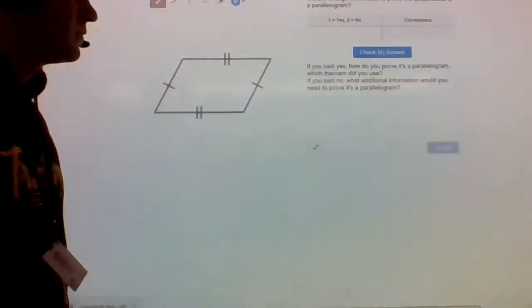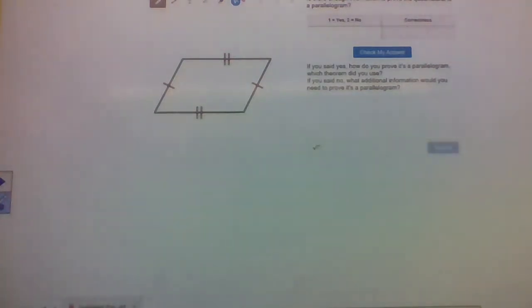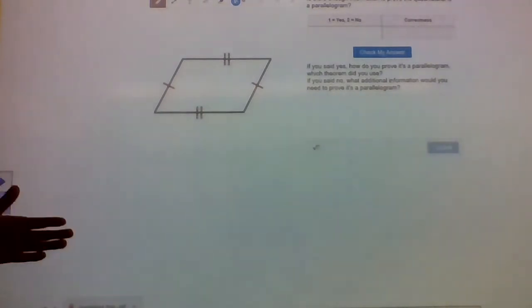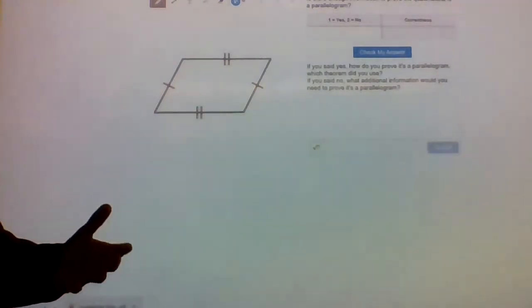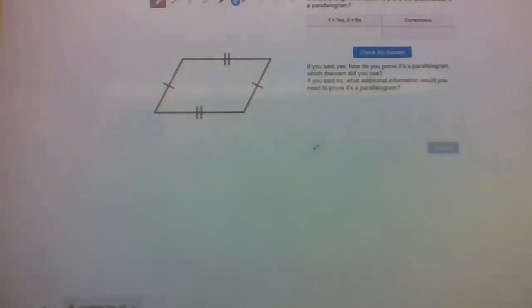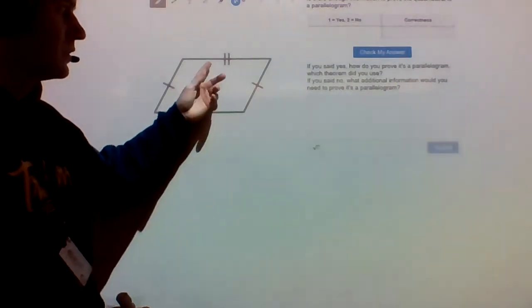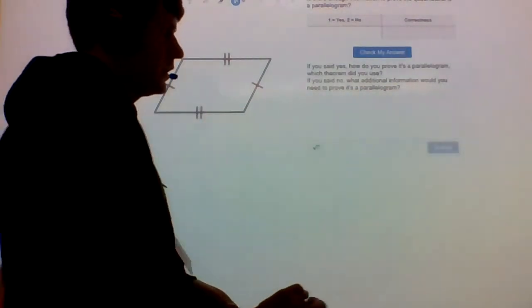All right, number 9. Is there enough information to prove that this quadrilateral is a parallelogram? Yes. Our theorem was if opposite sides of a quadrilateral are congruent, then that quadrilateral is a parallelogram, right? This was opposite sides are congruent. That one should be a yes.